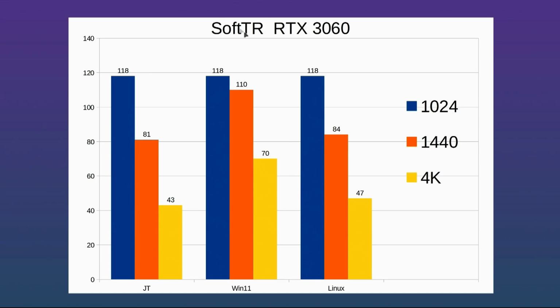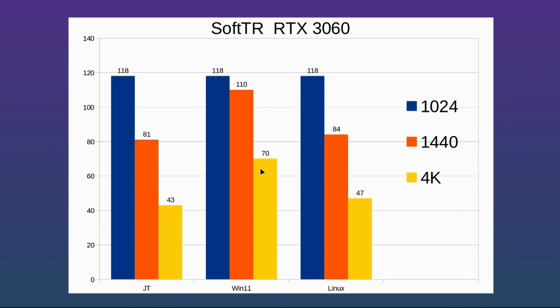So the first one here is our Shadow of the Tomb Raider, RTX 3060. Let's just take a look at Jarrod's Tech's results, and I am testing in 1080p, 1440p, which is 2K, and then 4K. So Jarrod's Tech got 118 in 1080p, 81 in 2K, 43 in 4K. My Windows system got 118, and then 110 in 2K and 70 in 4K.